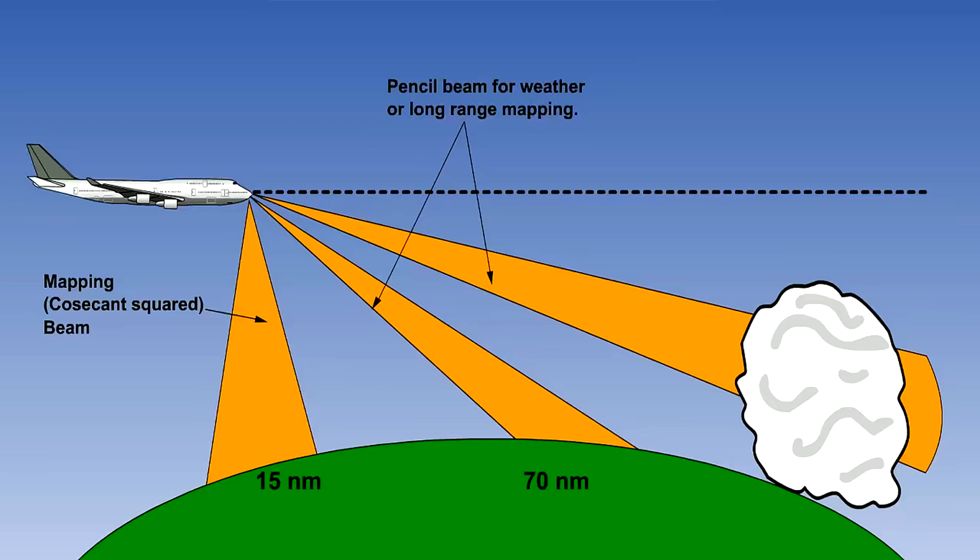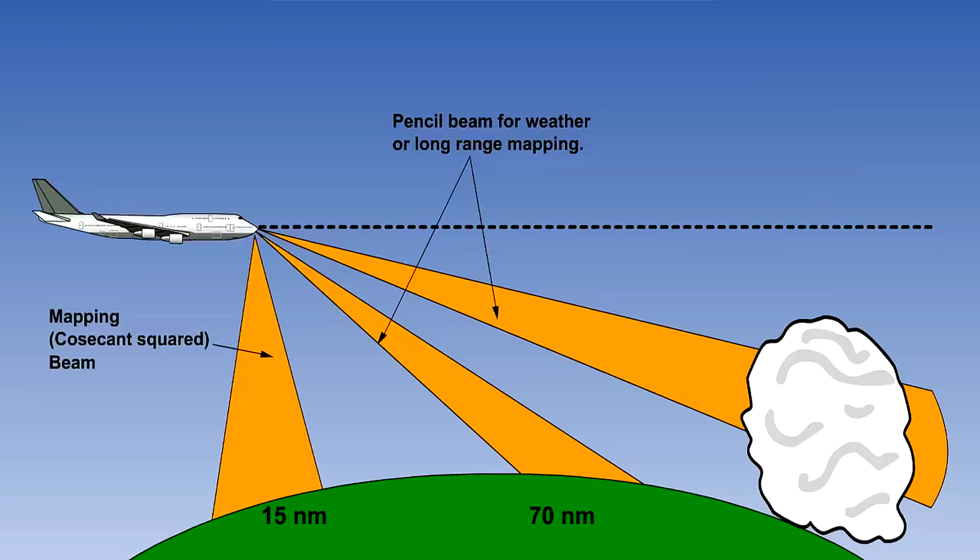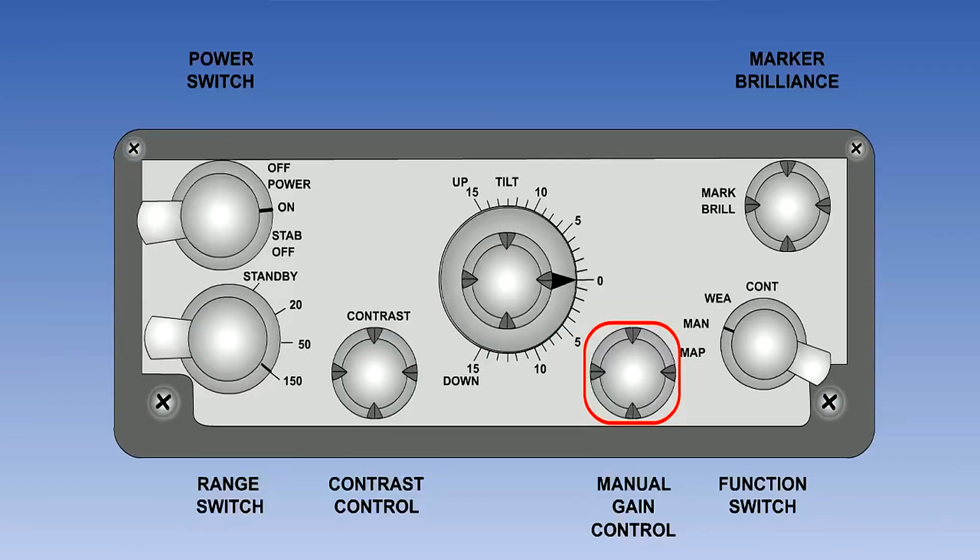Beyond the maximum range of the fan beam, the pencil beam is used by selecting the manual setting. In the manual setting, the pencil beam is selected for cloud detection and terrain mapping. Beyond 70 nautical miles, manual gain is available. The weather setting is the usual setting for cloud observation.